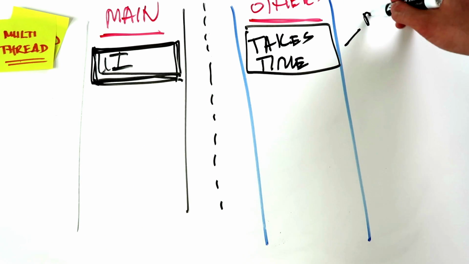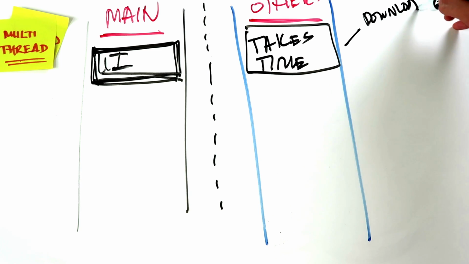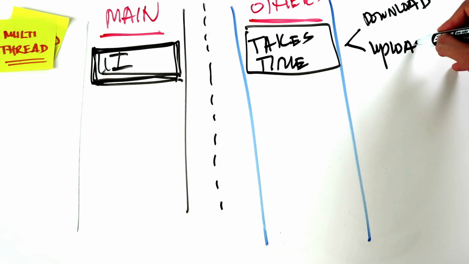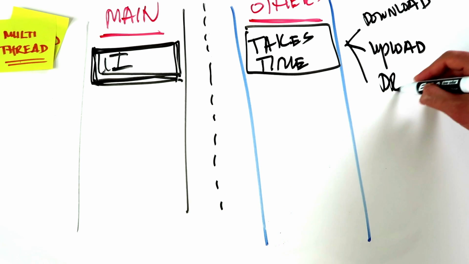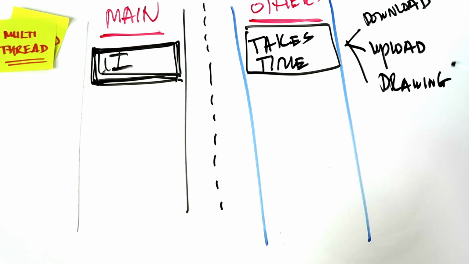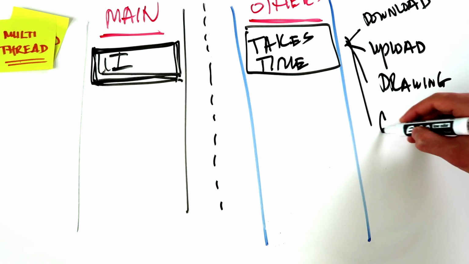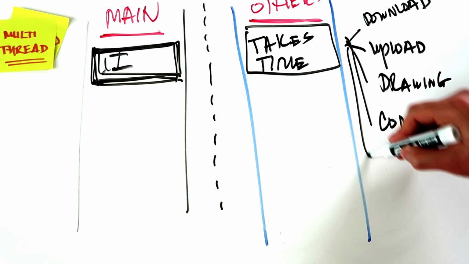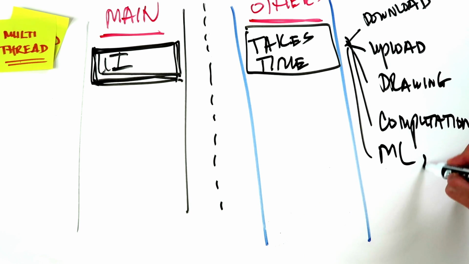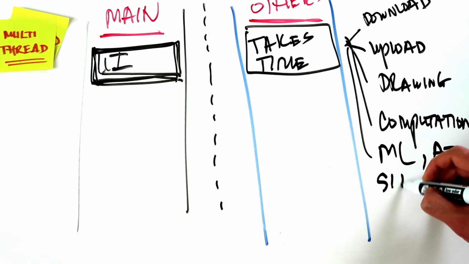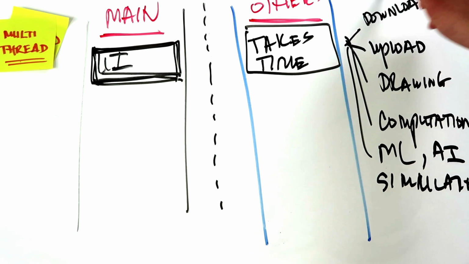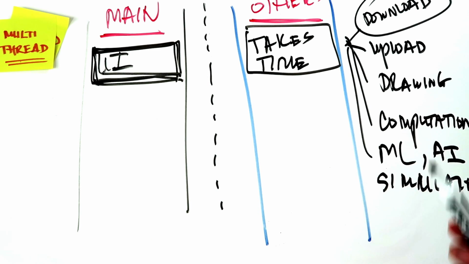This means that you download some data. This means that you upload some data. This means that you do some complicated drawing. This means that you do some complicated computation. Or this means that you run some machine learning or artificial intelligence or some simulations. Right? So in our case, we download something. It means that we have to get off the main thread.